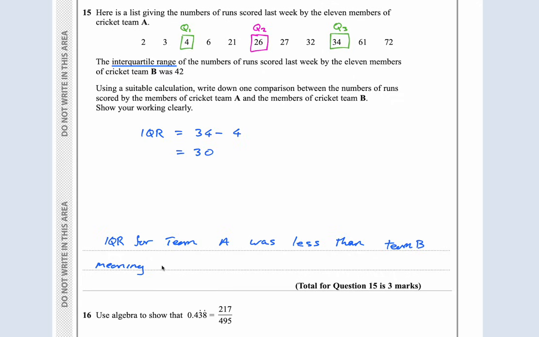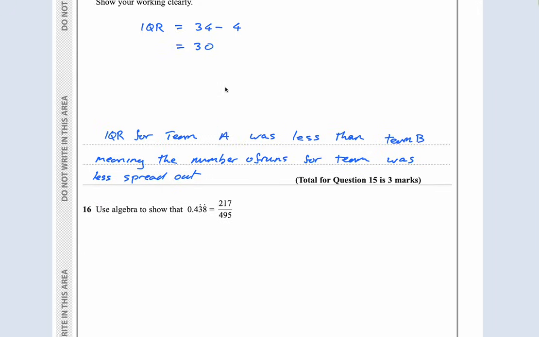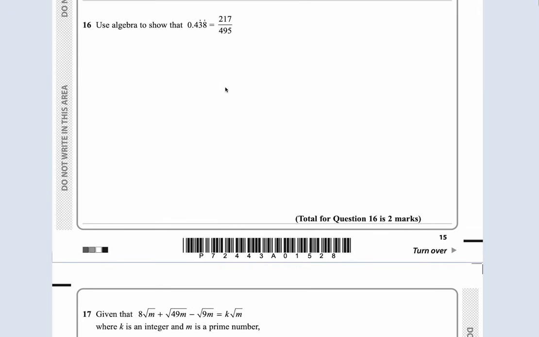the number of runs for team A was less spread out or more consistent. Less spread out. So he wants to know that the interquartile range was less, and he wants to know what that means. It means that the data is less spread out. If the interquartile range is smaller, we've less spread. Okay, that's it. Question 16.